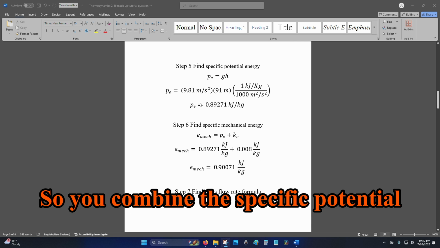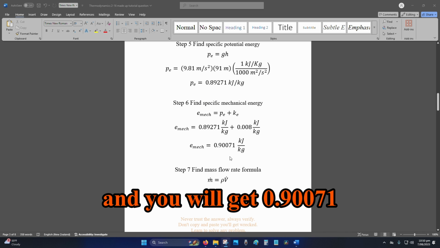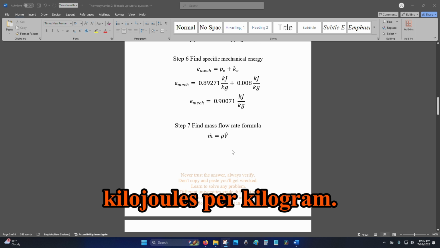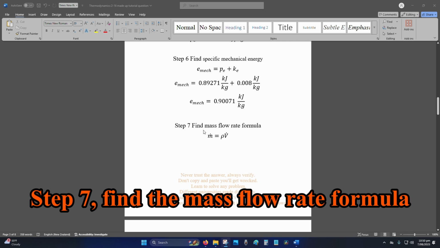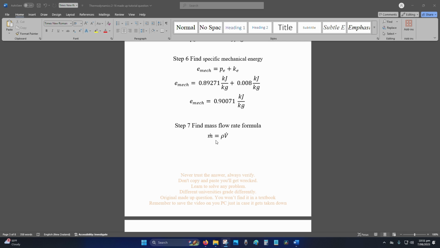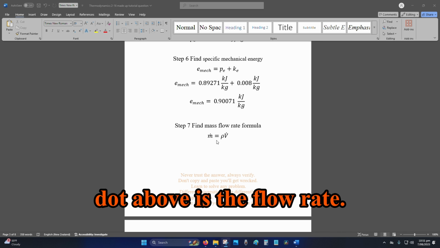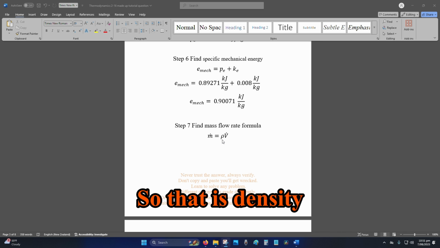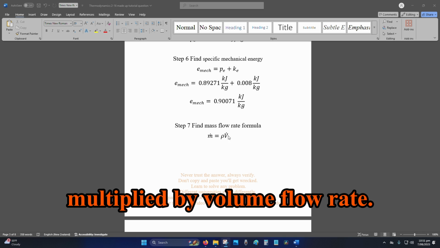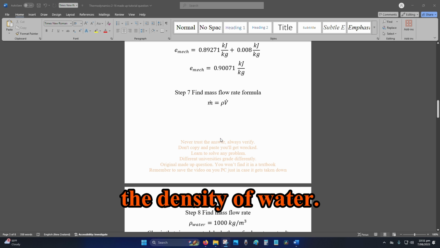Step 6, you combine them. So you combine the specific potential with the specific kinetic, and you will get 0.9007 kilojoules per kilogram. Step 7, find the mass flow rate formula. So m dot is mass flow rate. So m being mass, and the dot above is the flow rate. So that is density multiplied by volume flow rate. So for density, it is the density of water.